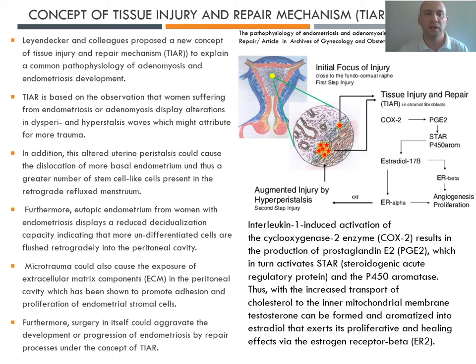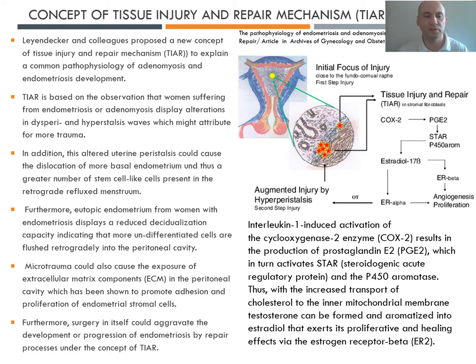stem cell-like cells present in the retrograde reflux menstruum. Furthermore, eutopic endometrium from women with endometriosis displays a reduced detoxification capacity, indicating that more undifferentiated cells are flushed retrogradely into the peritoneal cavity. Microtrauma also exposes extracellular matrix components in the peritoneal cavity, which has been shown to promote adhesion and proliferation of endometrial stromal cells.